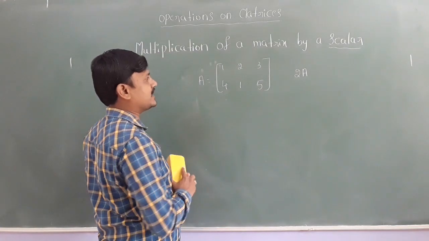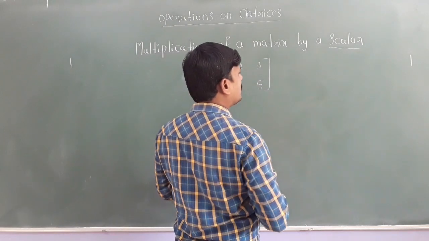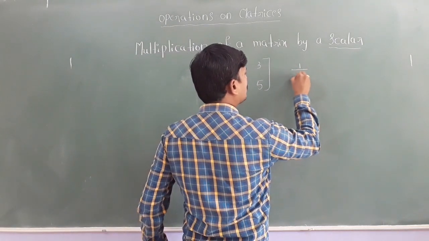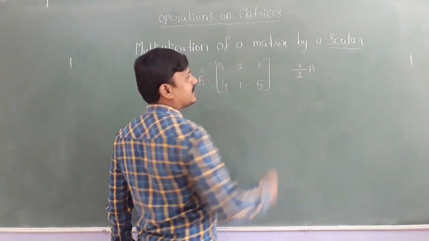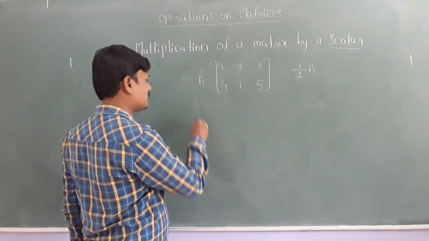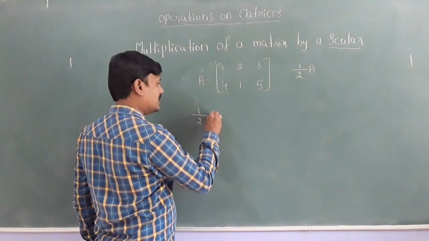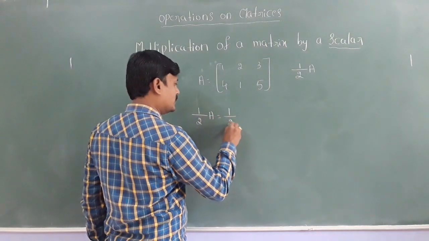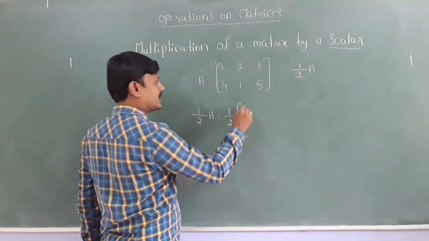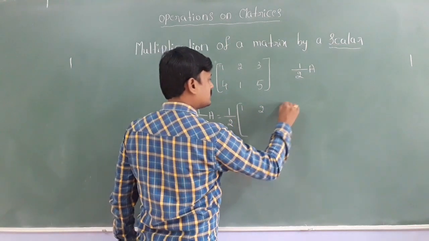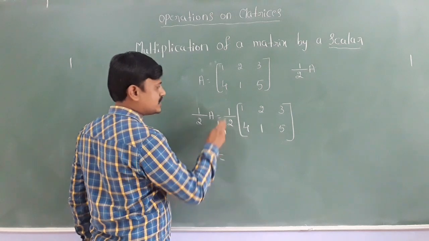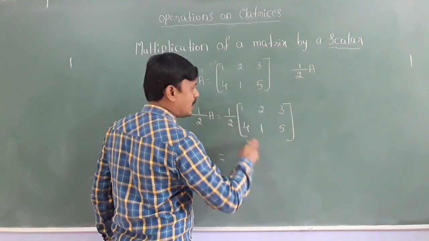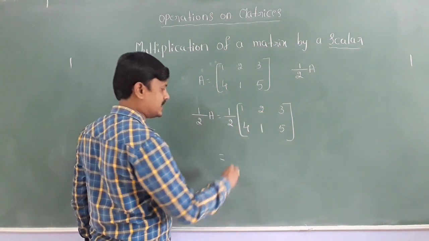Consider another example here. It is matrix A only. Then find out the value of 1 by 2 into A. Here 1 by 2 is the scalar and A is the given matrix. 1 by 2 into A. Here 1 by 2 as it is. What is the A value here? Again 1, 2, 3, 4, 1, 5. Here this 1 by 2 is multiplied to all the elements of the matrix A.